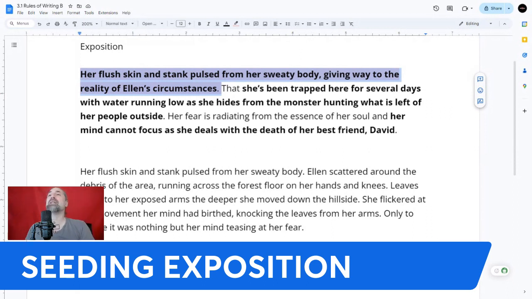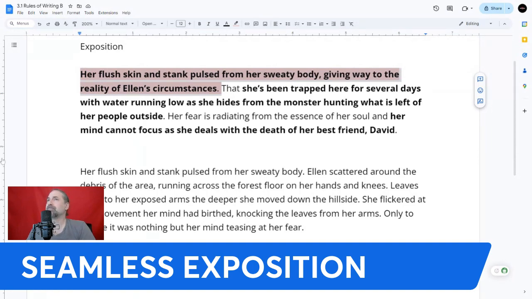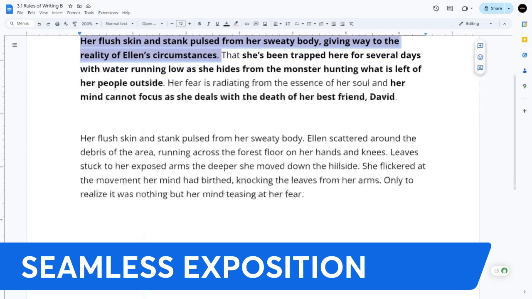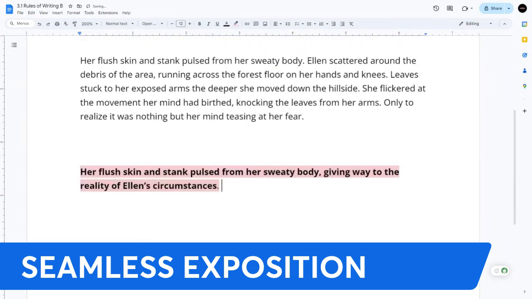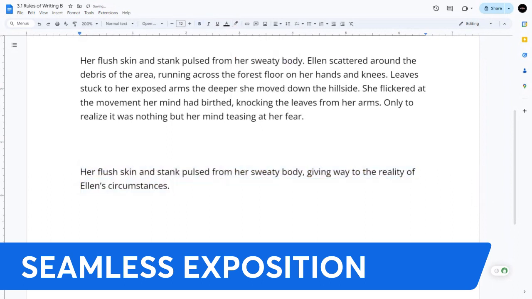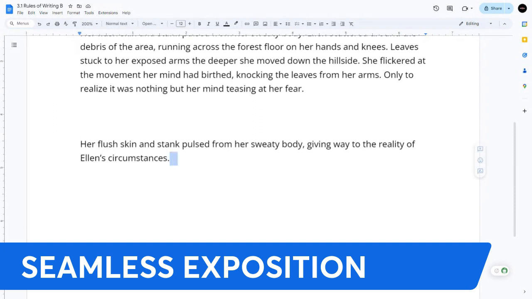But let's talk about seamless exposition. Let's go back to this, just as an example. "Her flush skin and stank pulsed from her sweaty body, giving way to the reality of Ellen's circumstances." So again, this would be the exposition. And this would be, as we would say, the show sometimes tell. So this is showing.